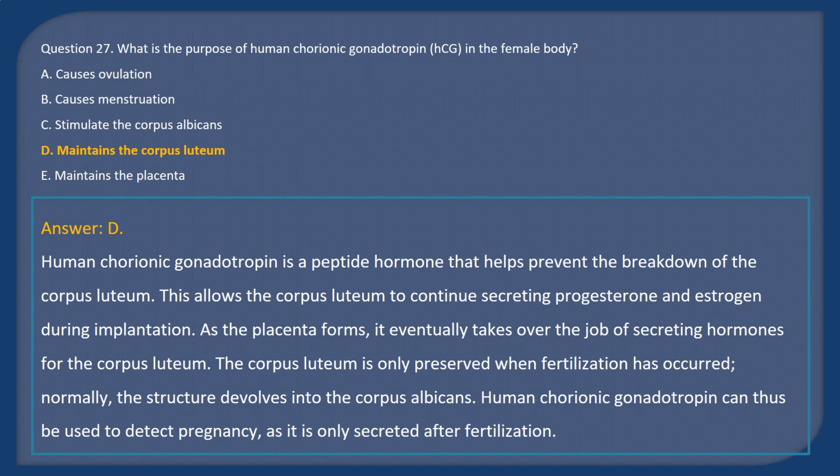The corpus luteum is only preserved when fertilization has occurred. Normally, the structure devolves into the corpus albicans. Human chorionic gonadotropin can thus be used to detect pregnancy as it is only secreted after fertilization.